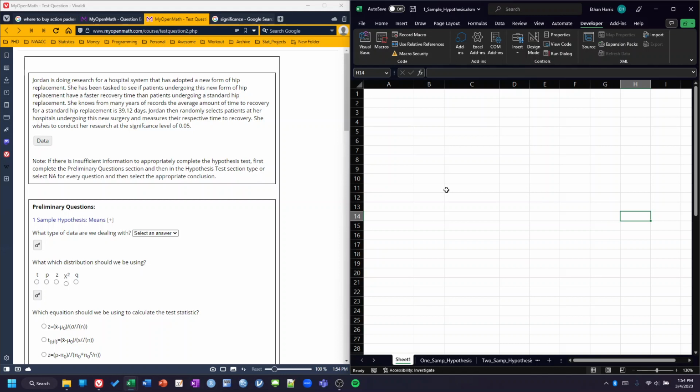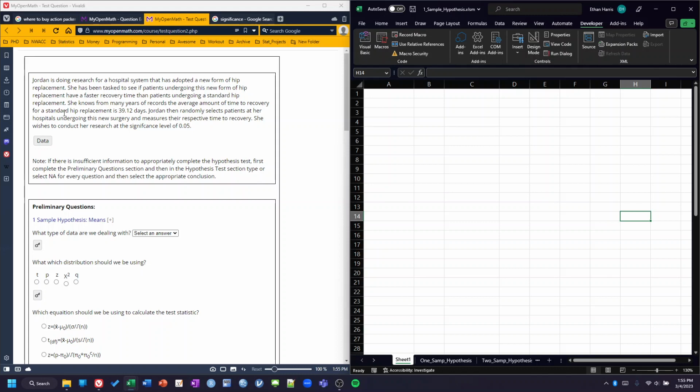She knows from many years of records the average amount of time to recovery for a standard hip replacement is 39.12 days. Jordan then randomly selects patients at her hospitals undergoing this new surgery and measures their respective time to recovery. She wishes to conduct her research at the significance level of 0.05.